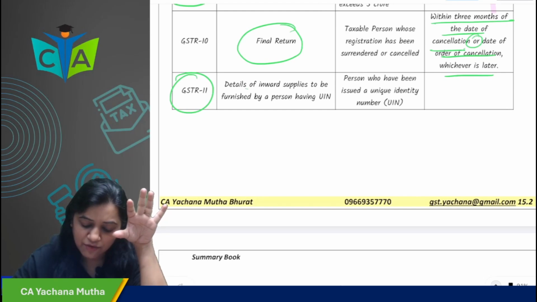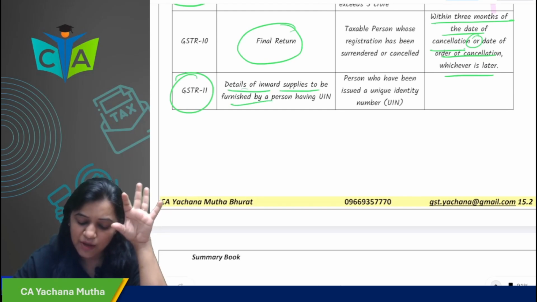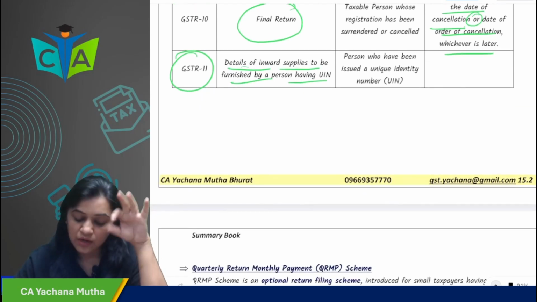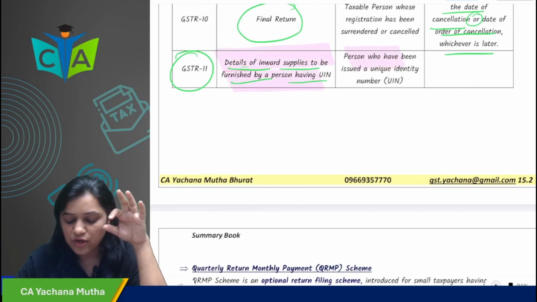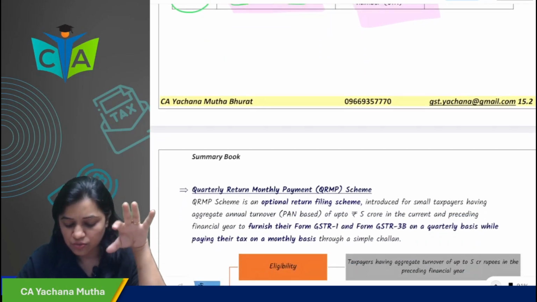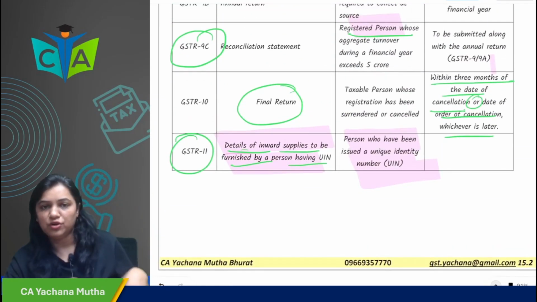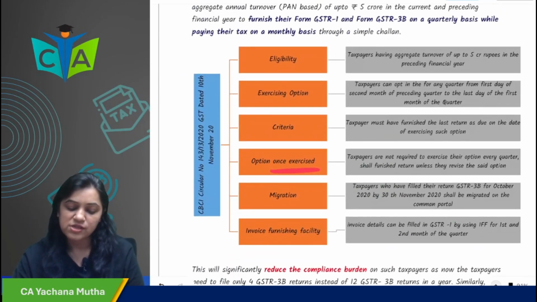Then GSTR11 is the details of inward supply, which is to be furnished by a person having UIN. So these are the different returns which different persons have to furnish.